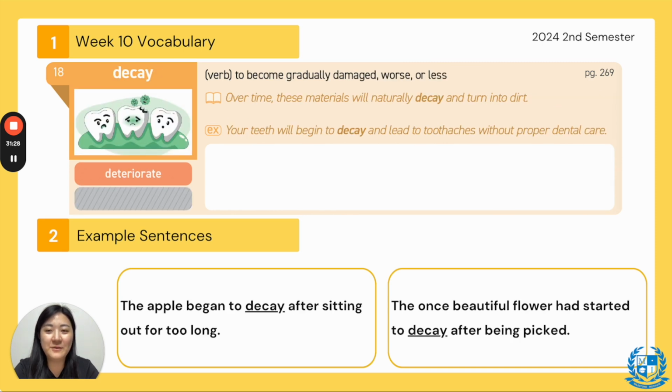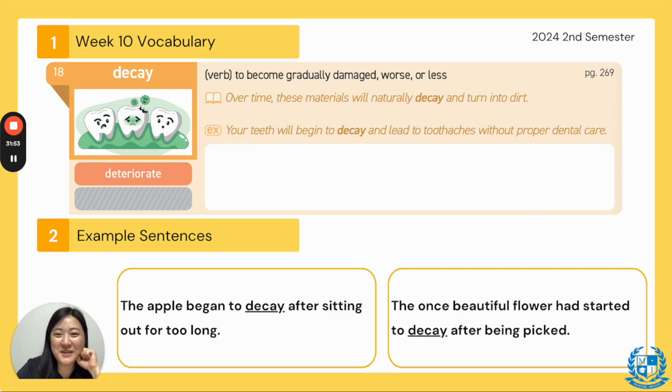Number 18, everyone say decay. Decay. The synonym is deteriorate, and it is a verb. It means to become gradually damaged, worse, or less. Decay. So think about the picture here, the tooth. If it decays, it's gonna get rotten and get smaller and get worse.